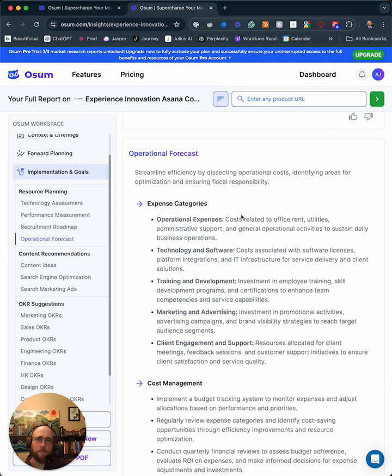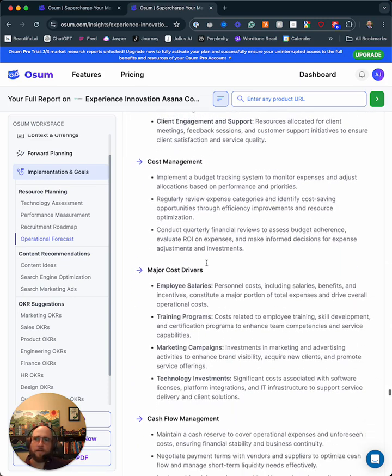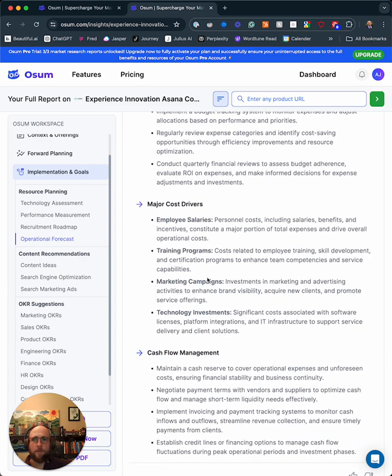Would I use it overall? Yes. Am I happy with the outputs overall? Yes. In terms of the operational forecast, it's good. Again, a little bit generic. The outputs are pretty standard. It's what you would expect. It's nothing out of the ordinary, but considering what Osum has access to in terms of data, overall very happy.